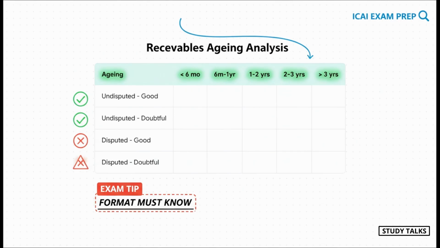This is not optional. You have to present this table showing the aging of your receivables in different time buckets, less than 6 months, 6 months to a year, and so on. And you have to provide this breakdown for 4 different categories: undisputed good debts, undisputed doubtful debts, disputed good debts, and disputed doubtful debts. You need to know this format by heart.